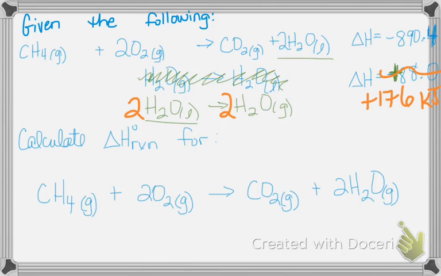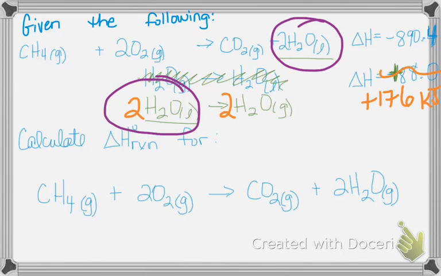Will anything cancel? Is there anything the exact same thing on the reactant side as the product side? Here's an H2O liquid on the reactant side. Here's 2 H2O liquids on the product side. Those will cancel out, won't they? Because if you have things on opposite sides of the equal signs, can't you cancel those out? Whatever you do to one side, you do to the other. So I'm going to subtract 2 waters from both sides. What's left after I cancel those out?